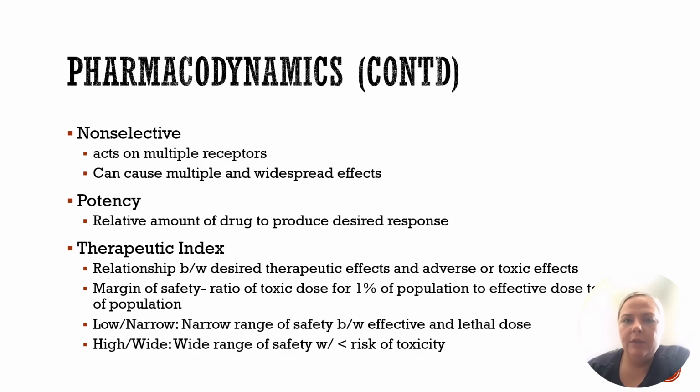Potency is the amount of drug to produce that desired response. Therapeutic index is the relationship between those therapeutic effects and adverse or toxic effects. Margin of safety is just the ratio of the toxic dose to the effective dose. Okay, so if it has a narrow margin of safety, then there's going to be a very little window between what's effective and what's lethal. And then if it's high, obviously, there's less risk of toxicity.